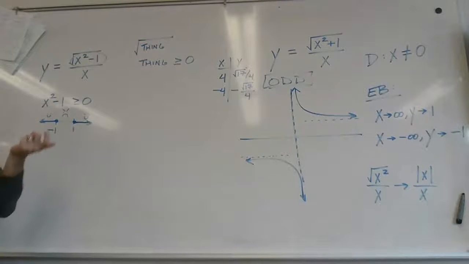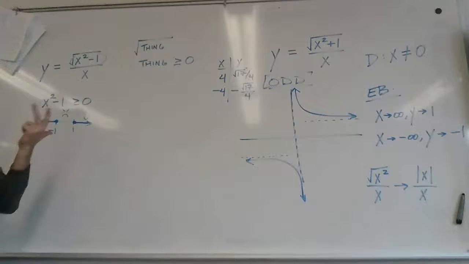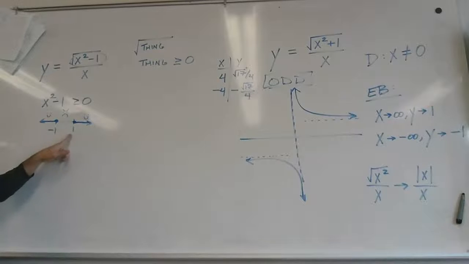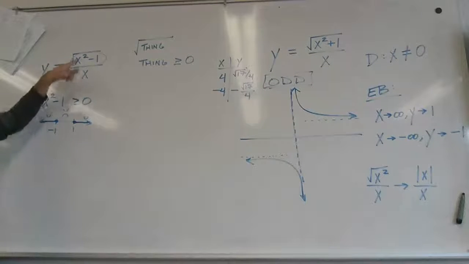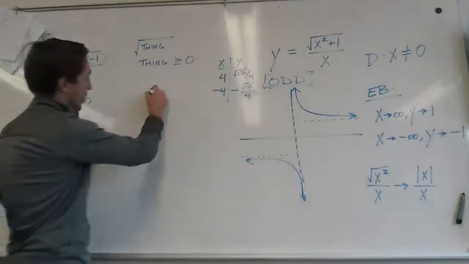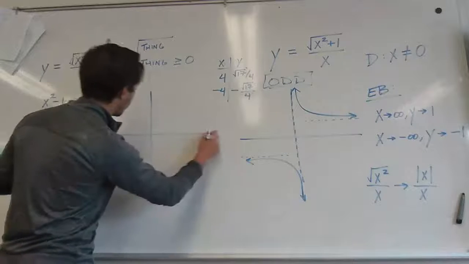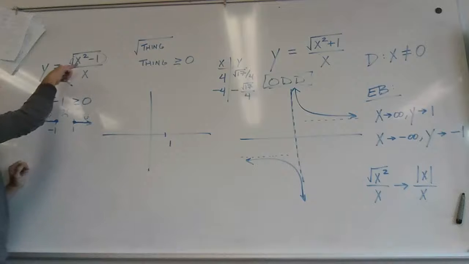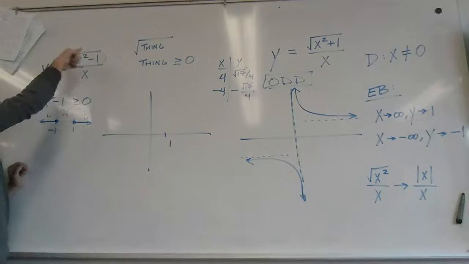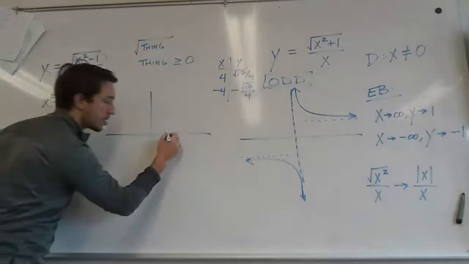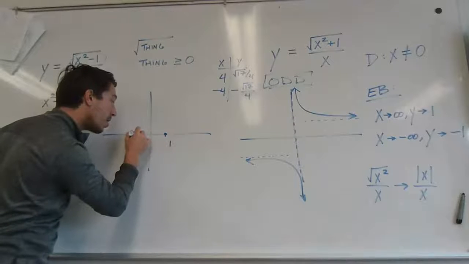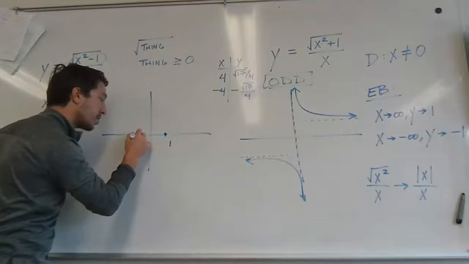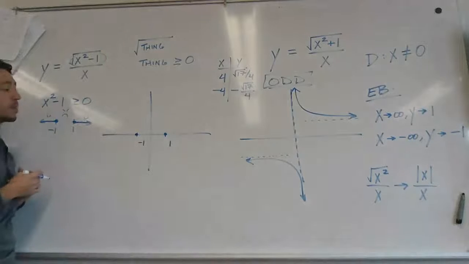By the way, does 1.1 work? Yeah. 1.01? Yes. Does 1 itself work? Yes. So what do we put on our graph right now? If you plug in the number 1, you'd get 0 on top, 1 on bottom, which is 0. Same thing with -1. So those are both x-intercepts.